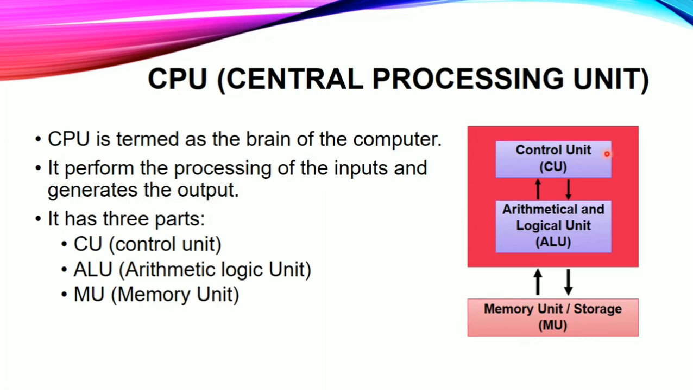In the control unit, whenever we perform any input or output operation, that command is first taken by the CU, and then some instructions are given to the ALU. If we are performing any type of calculation or if there is any logical task to be done, then that instruction is given to the ALU. And after processing, all the results are stored in the MU. So all these three units of the CPU work together to generate our result.